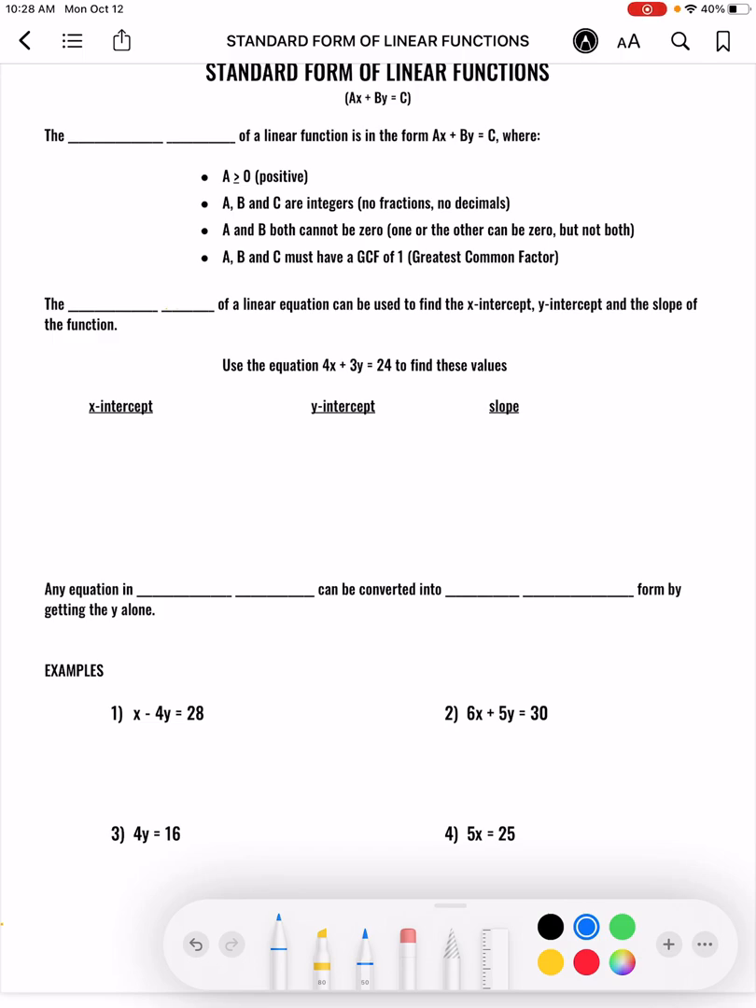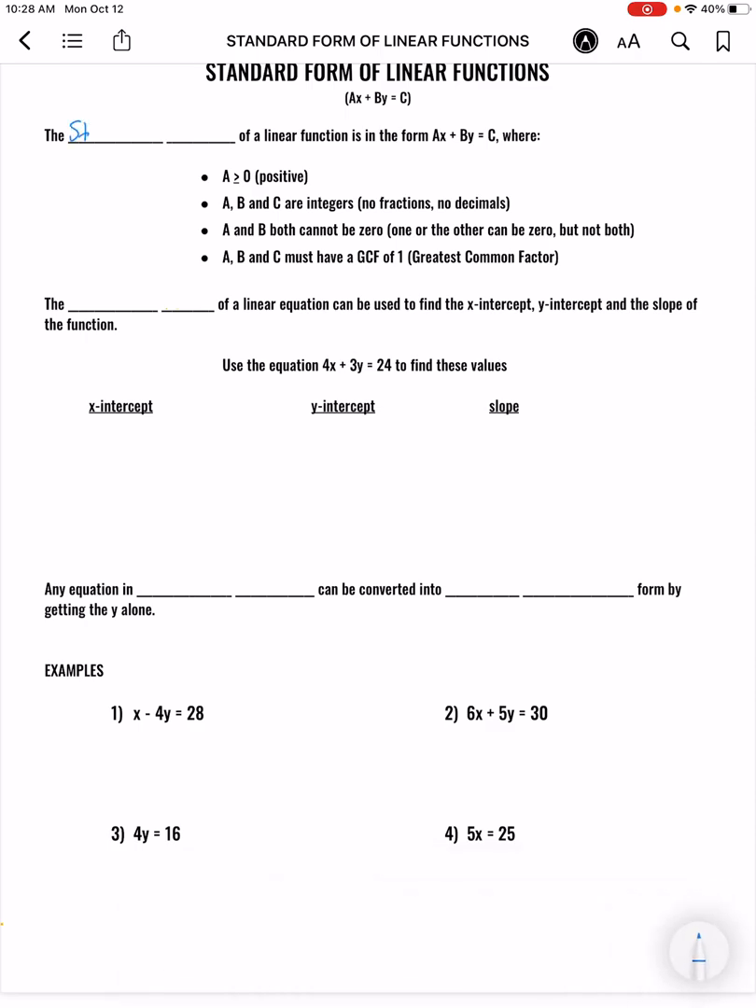Okay, today we're going to be looking at the third of our linear functions. The first, again, was slope-intercept form, y equals mx plus b. Just the other day, we looked at point-slope form, which was y minus y1 equals m in front of x minus x1. Today, we're going to be looking at standard form. The standard form of a linear function is in the form ax plus by equals c.